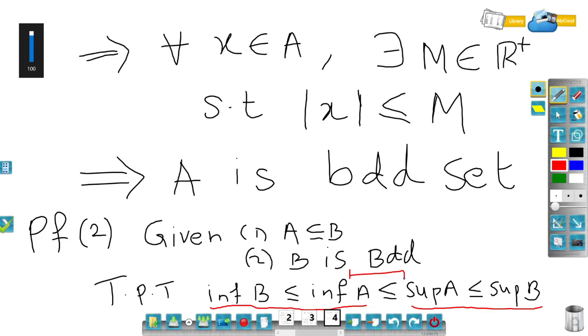So these three inequalities I will have, and at last I will combine all three inequalities and say that infimum B is less than or equal to infimum A, less than or equal to supremum A, less than or equal to supremum B. But to prove this, one should guarantee that infimum of A, supremum of A, infimum of B and supremum of B exist. So the existence of infimum and supremum of sets A and B is very important. Their supremum and infimum exist because B is bounded, so by the order completeness property we can say that infimum of B exists.